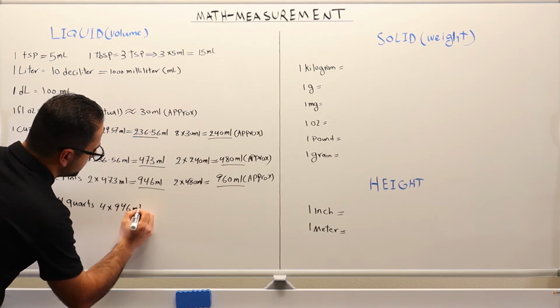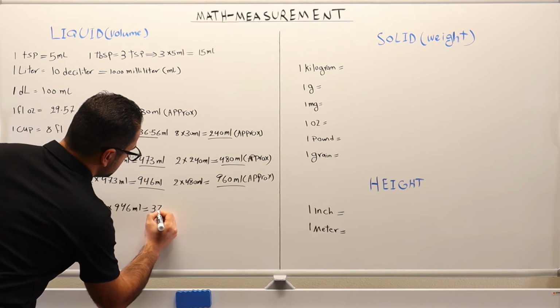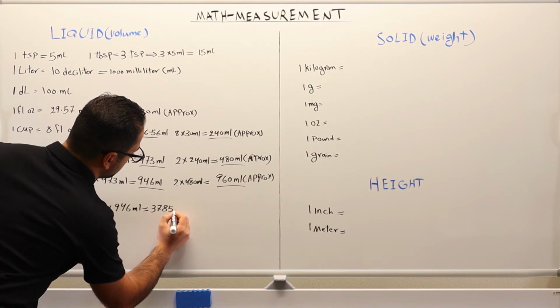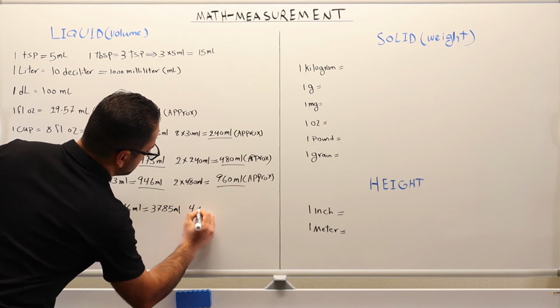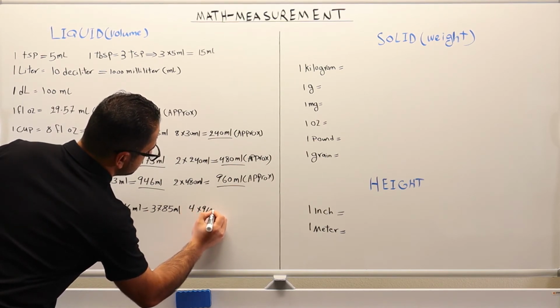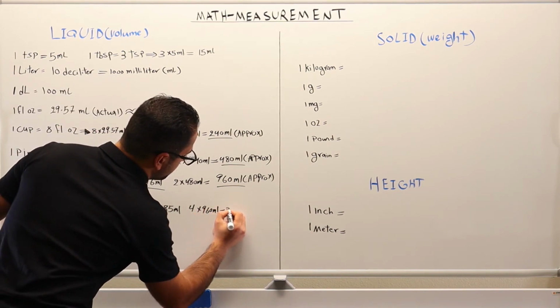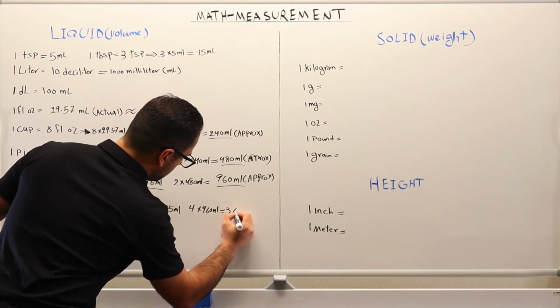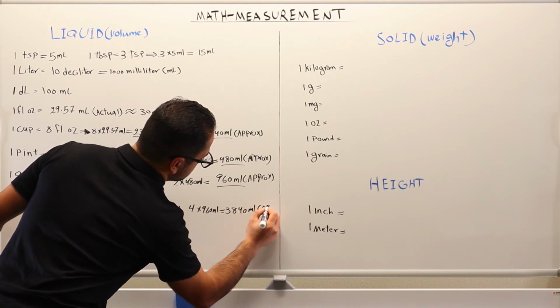946 milliliters, this is going to result in 3,785 milliliters. Or if we multiply 4 times 960 milliliters, this is going to result in 3,840 milliliters. And this is approximate.